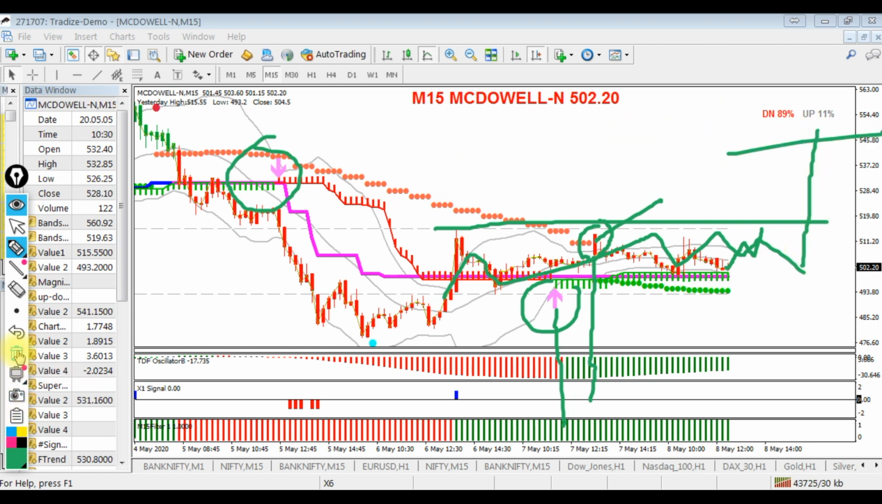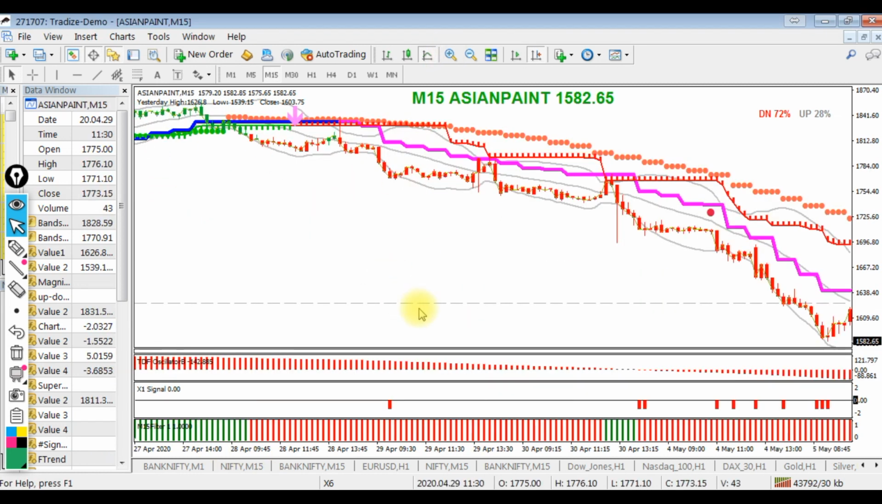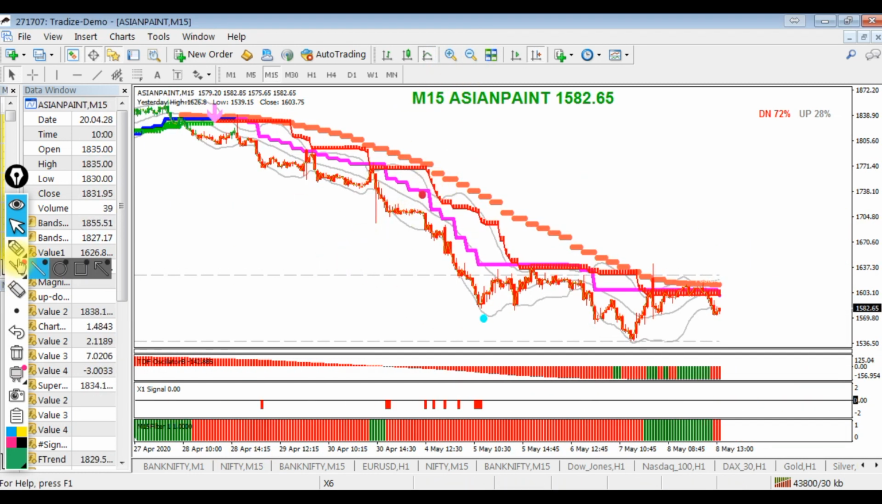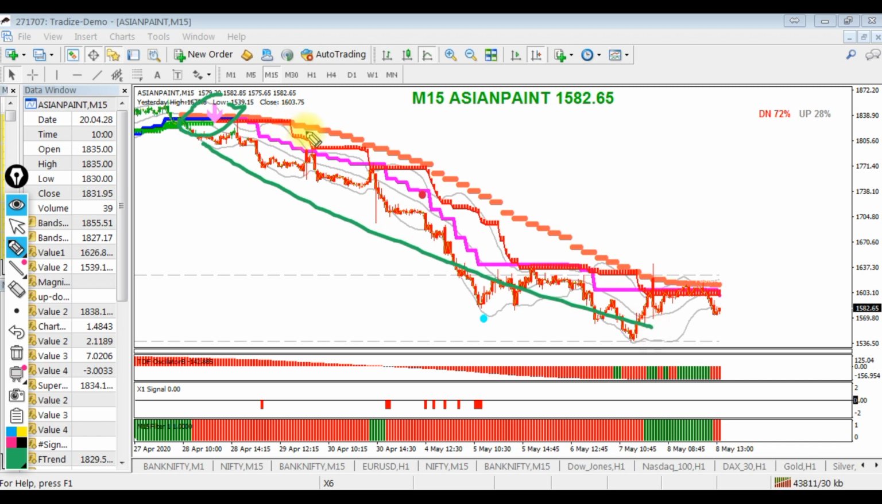And next one is Asian Paints. This is the Asian Paints chart, 15 minutes time frame. You can see there was a sell signal running in this chart. Every day we have been showing you this chart and asking you to short pullbacks. So this was a sell signal, and from there it has given a very big profit. All pullbacks are being sold in this one. This is sold, this is sold, this is sold, this is also sold.